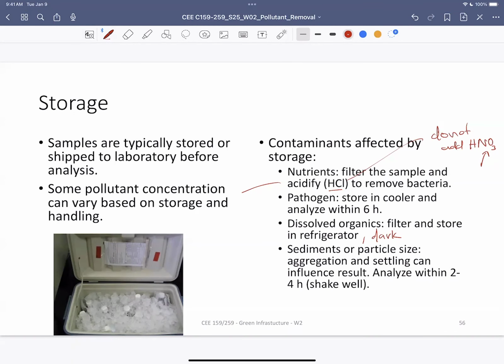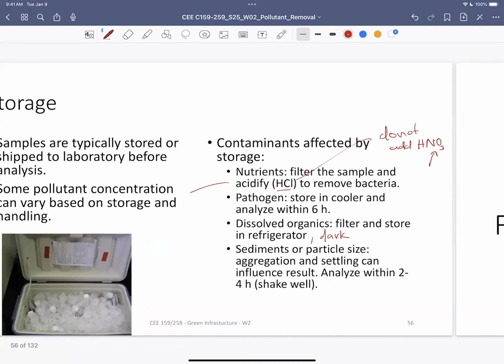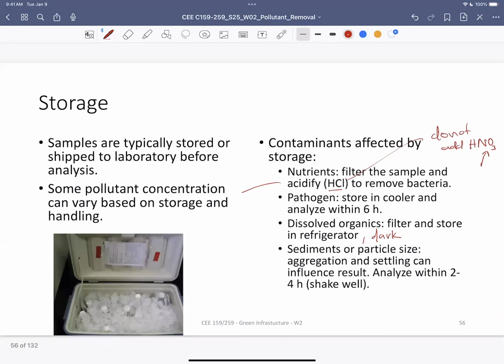For sediment, particle size, aggregation, or TSS, this could change over time because of settling and aggregation. So that's why it's important to shake them and measure within certain days. Because if you keep it longer, bacteria growth could happen, and that could also add to the particulates. Biofilm will form and all that. So it's important to measure the concentration of TSS very quickly. And these are very easy to measure. That's why it's important to do that as soon as possible. So that's the end of this particular video.